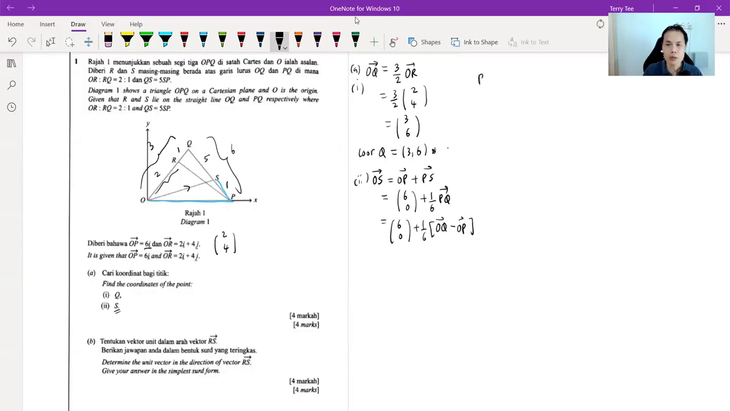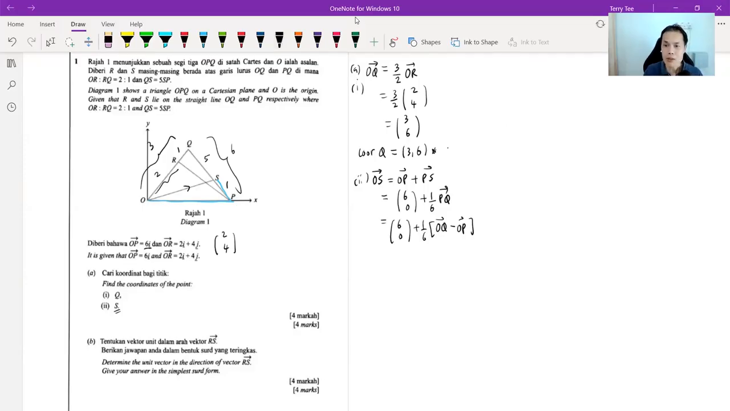Now, for those who are not sure, how do I get this? PQ is actually P to O, O to Q. And PO is the negative of OP because you're going in the opposite direction. OP is going to the right. In this case, PO is going to the left. We put a negative, and you add OQ. Put OQ in front, OP at the back, right? So it's OQ minus OP. Now, if you are not comfortable with this, you want to use PO plus OQ, go ahead. But make sure you put a negative in front of OP, okay?